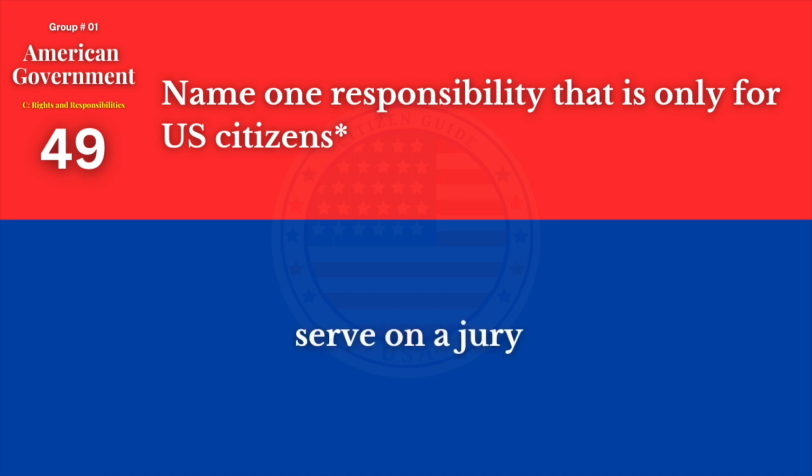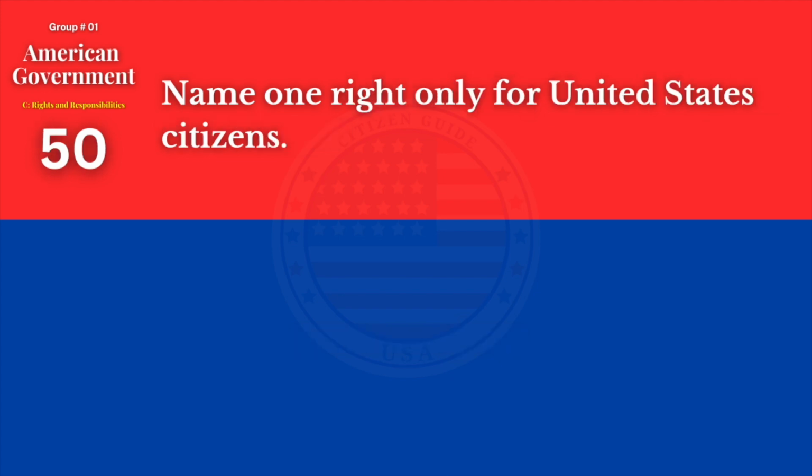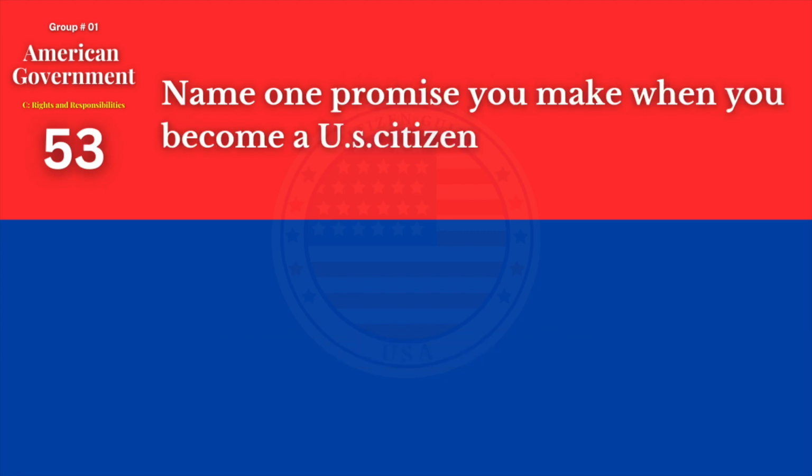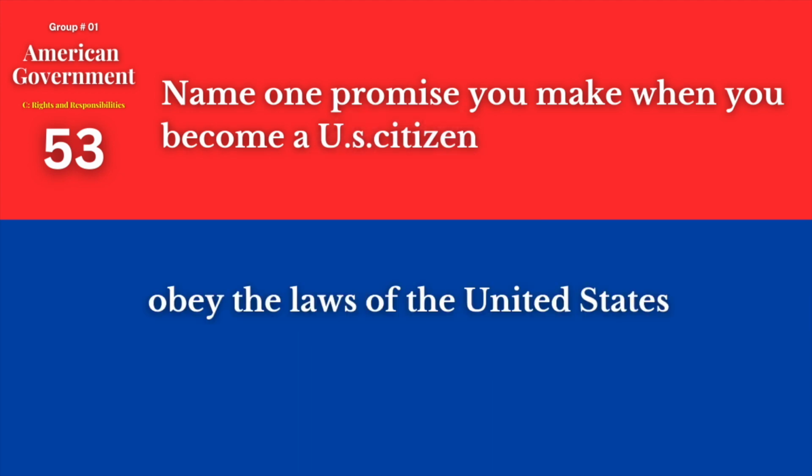Serve on a jury. Name 1 right only for United States citizens. Vote in a federal election. Name 1 promise you make when you become a U.S. citizen. Obey the laws of the United States.